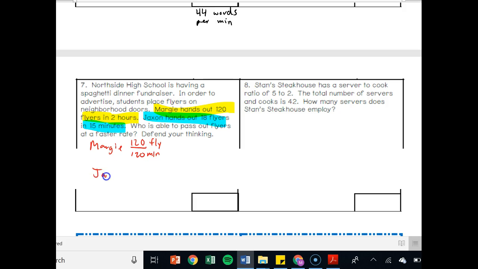Versus Jackson, who is doing 18 flyers in 15 minutes, right? So who's passing out faster? This is obviously 1 flyer per minute for Margie, 120 divided by 120, right? And then 18 divided by 15, this is 1.2 flyers per minute for Jackson. So Jackson is obviously passing them out faster because he gets more per minute.